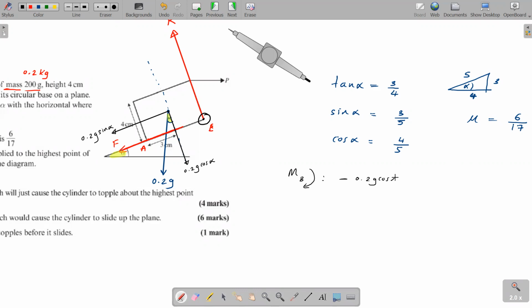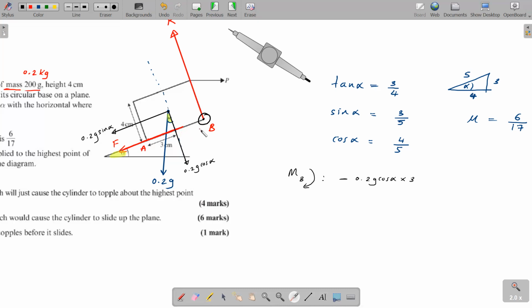0.2g cos alpha into what's the distance, guys? What's the perpendicular distance? For 0.2g cos alpha, the perpendicular distance is directly the radius. Can you see? That's what makes this really easy. The radius is 3 centimeters, guys. I hope you understand it. This is the key feature here: the radius is the perpendicular distance between 0.2g cos alpha and B. That's what makes it easier.